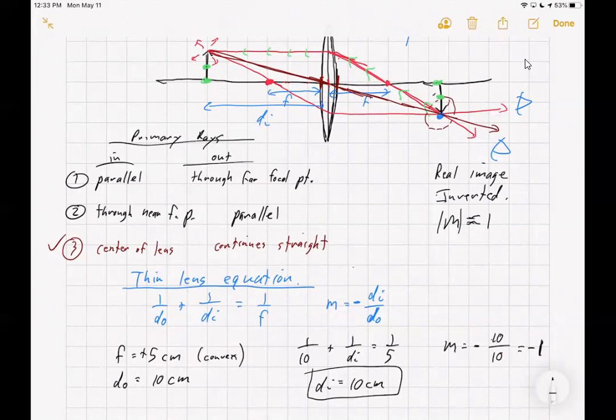Okay, so in the next video, I'm going to look at the ray tracing as we move the object around. All right, so we want to consider what happens when the object is far from the focal point, close to the focal point, and then inside of the focal point. So we'll look at those 3 cases in the next video.